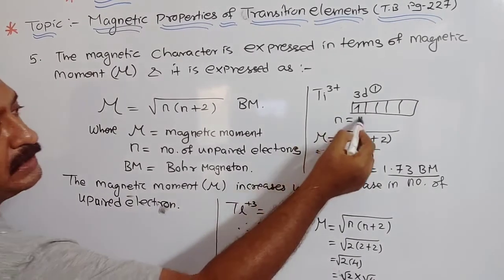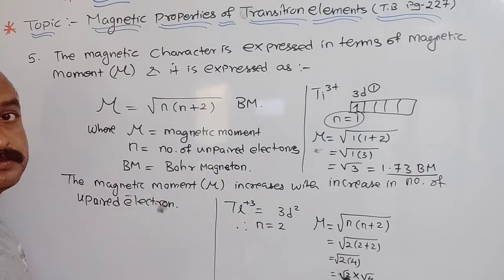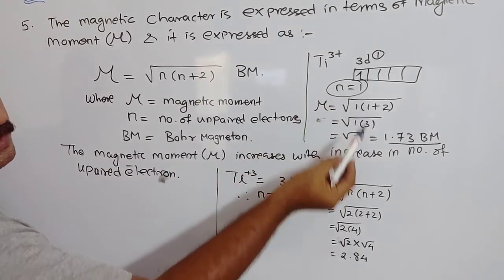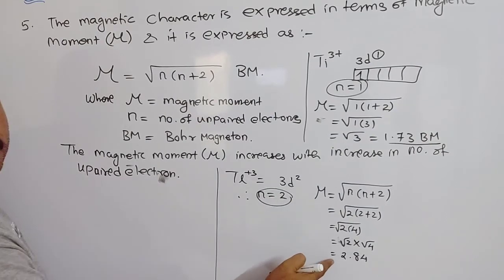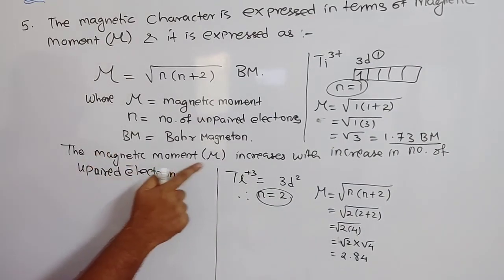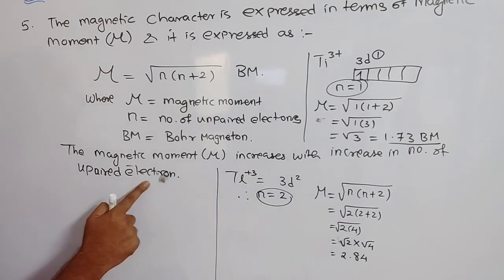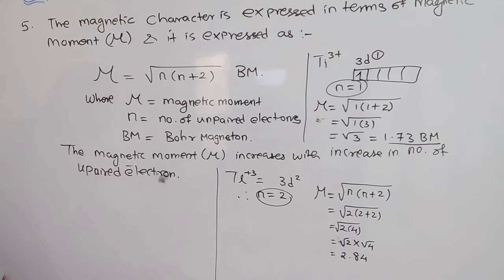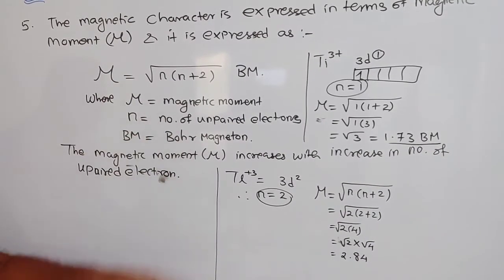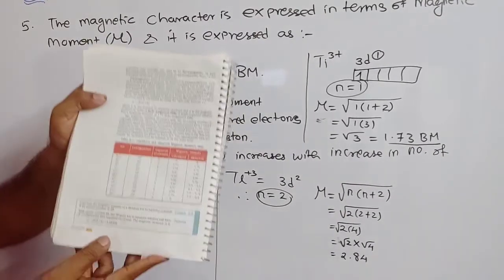So if you see, if n is equal to 1, it is 1.73. If n is equal to 2, it is 2.84. Means the magnetic moment increases with increasing number of unpaired electrons. If the unpaired electrons increase, the value of magnetic moment mu will also increase. That is what is given in your textbook. You can go through it, certain magnetic moment values are given in your book.